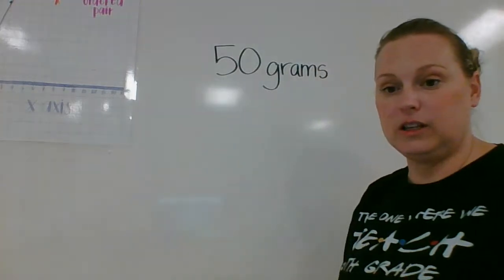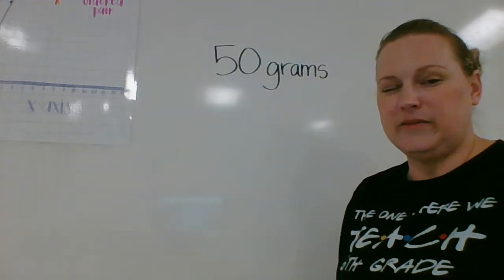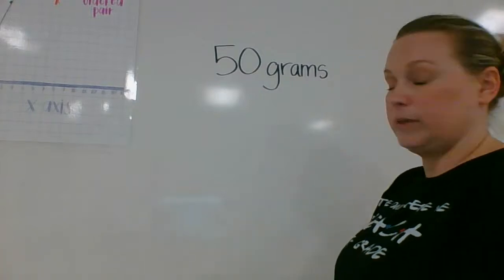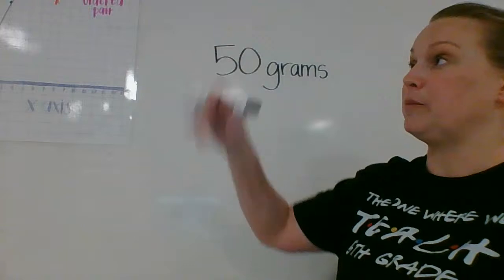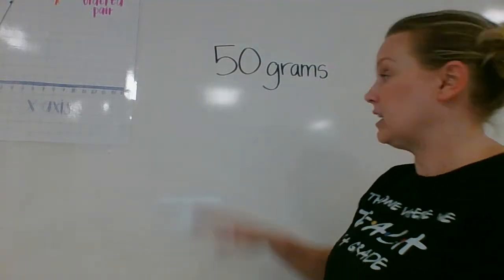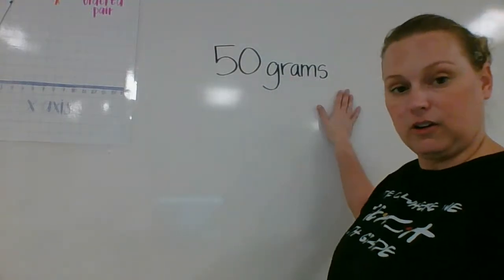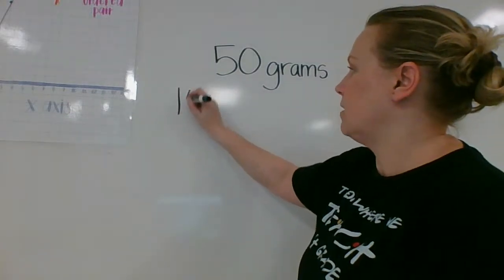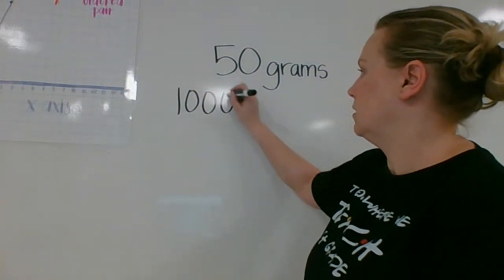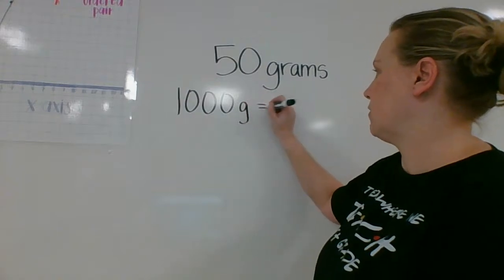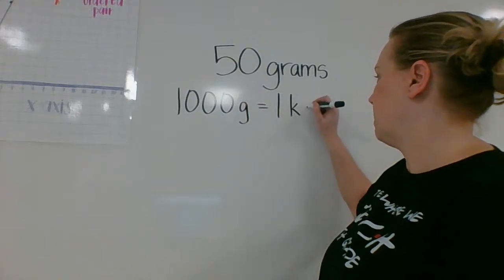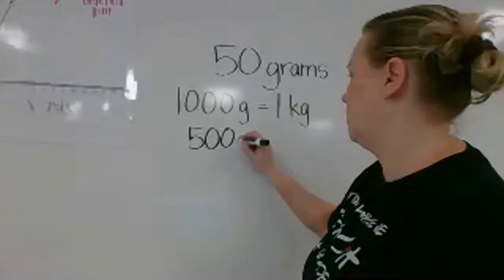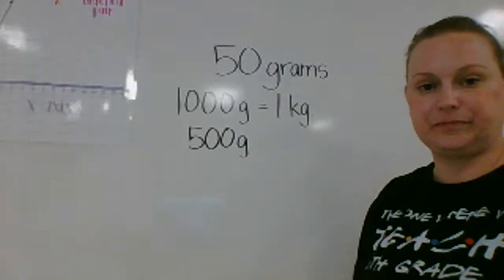Okay, instead of moving decimal points, I'm going to try it this way. I'm going to do it with a conversion like we did our meters and millimeters and stuff because it works the same way. Grams and kilograms work the same exact way. So there are 1,000 grams for every kilogram. Okay? Grams.